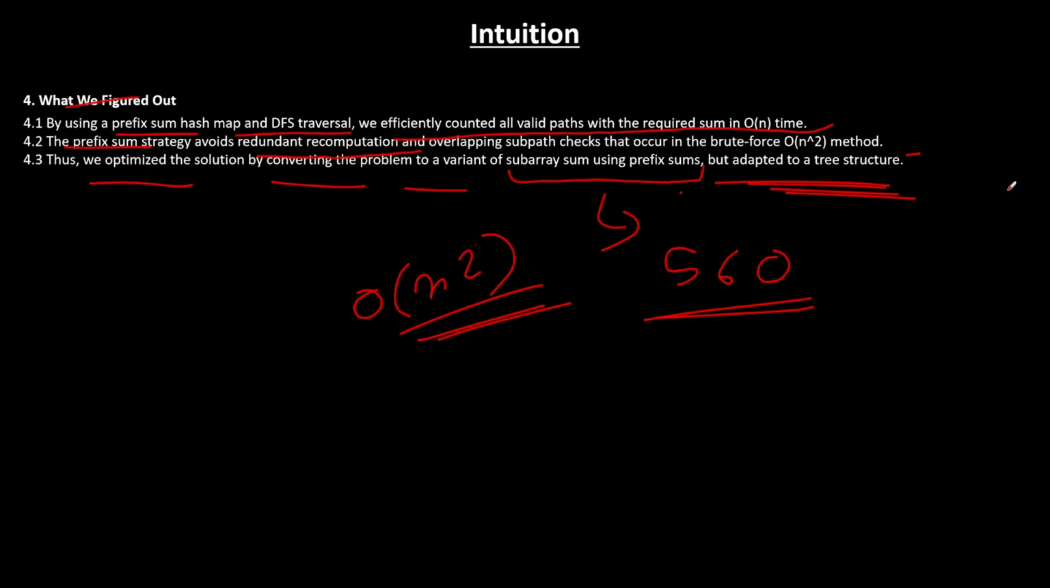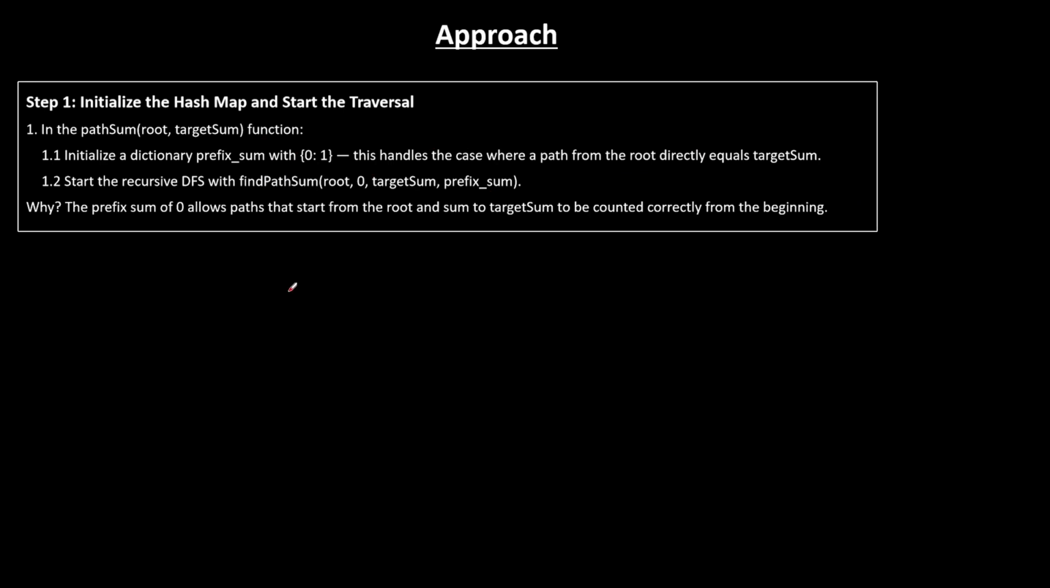Now let's move to the approach. Since you got the intuition of the problem, let's look into the approach and how we're going to solve it. It's simple. In path sum, the given function, we will initialize a dictionary named prefix sum to store the values. If you remember, we stored 0 with count as 1. This handles the case where a path from the root directly equals the target sum. Now we start the recursive DFS, and we create a helper function where we will pass the root, the current sum, the target sum, and the prefix sum, which is basically the dictionary.